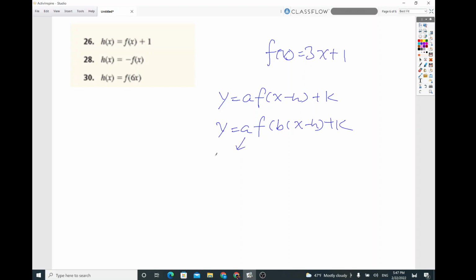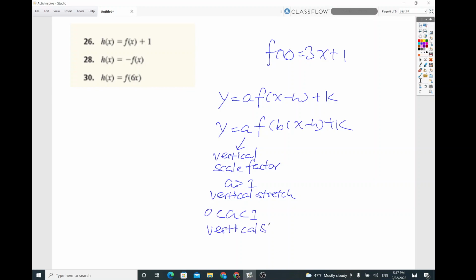So a right here is called the vertical scale factor. What that means is if a is greater than 1, it's going to be a vertical stretch for the line. If a is less than 1 but greater than 0, then that would be considered a vertical shrink. That's the same kind of concept we apply in Algebra 1, Algebra 2.